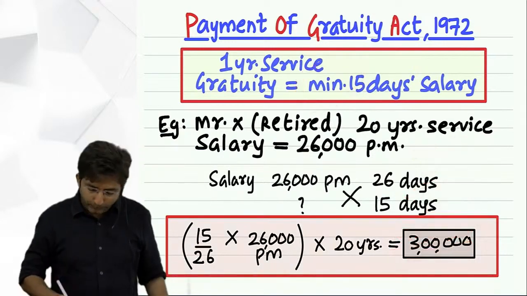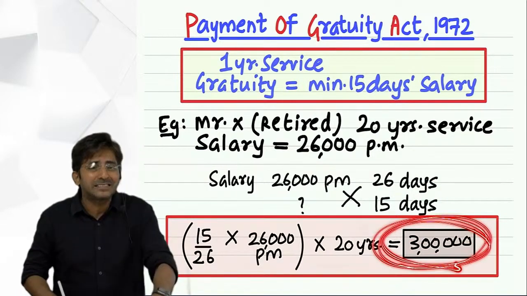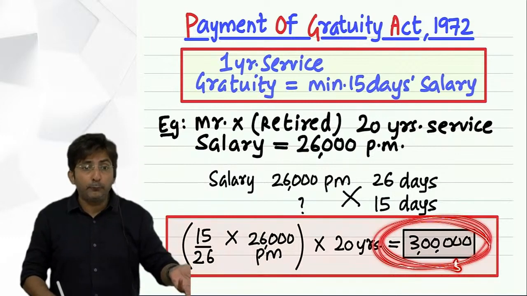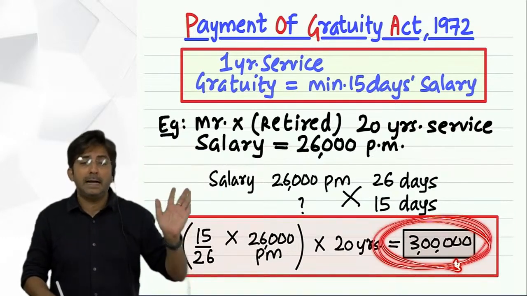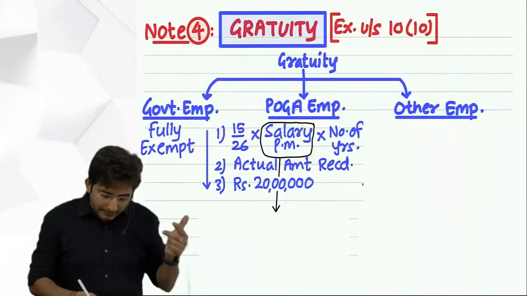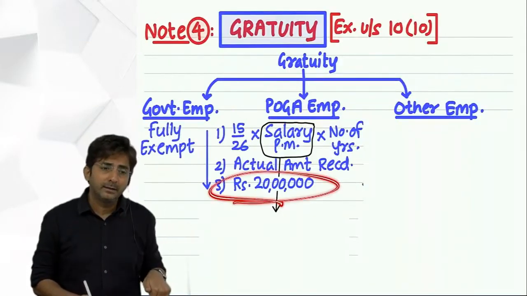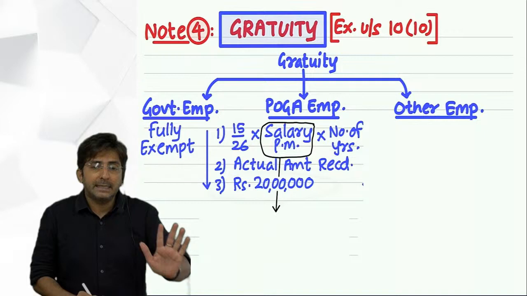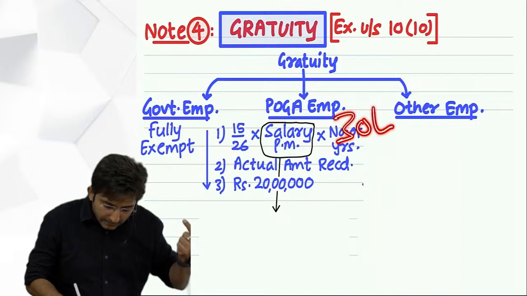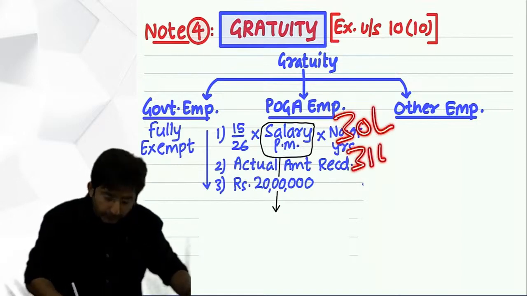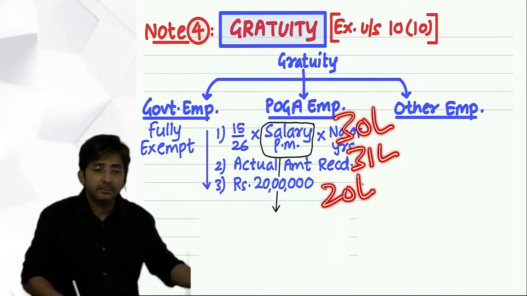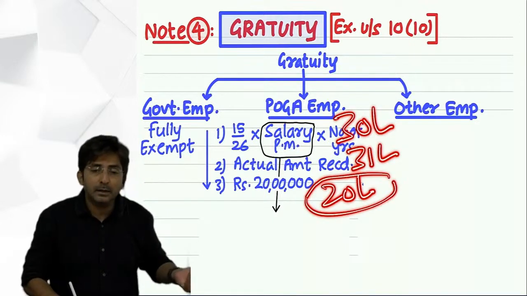See, if your right as per POGA is a little less, government says exempt. But if as per POGA your right comes to 30 lakhs, 40 lakhs, then income tax has a limit of 20 lakhs. That is why this 20 lakhs is sitting in the formula. In any case, your exemption cannot exceed 20 lakhs. See, in this example, this came to 30 lakhs. And let's assume the boss actually gave you 31 lakhs. But our third amount is 20 lakhs fixed. So whichever is less, 20 lakhs will come.